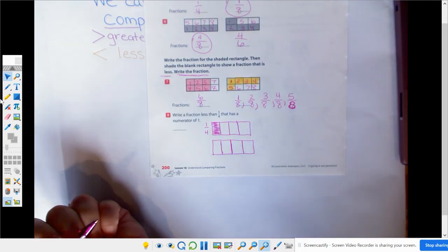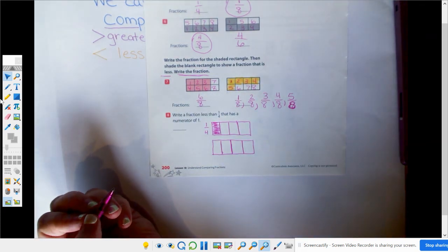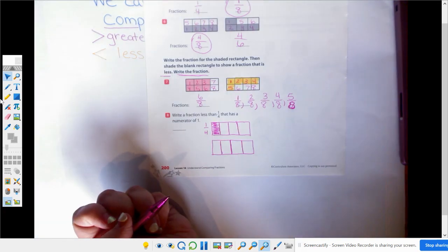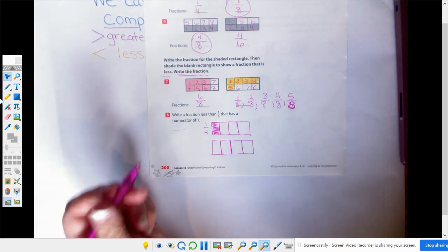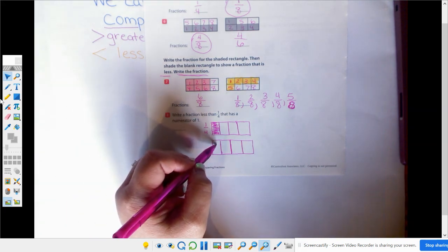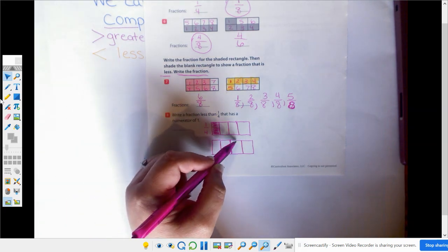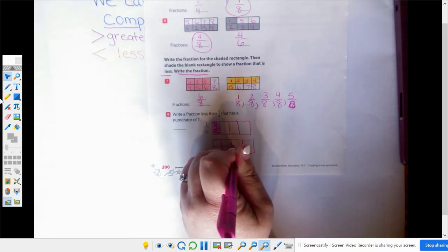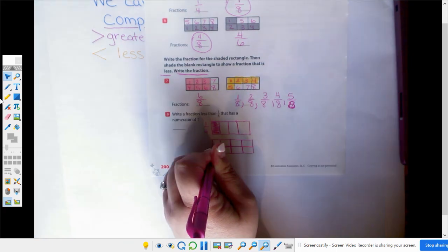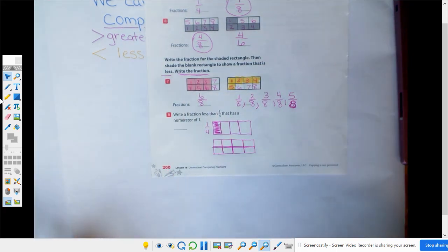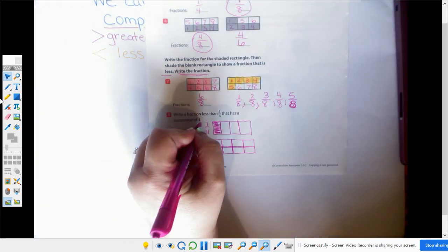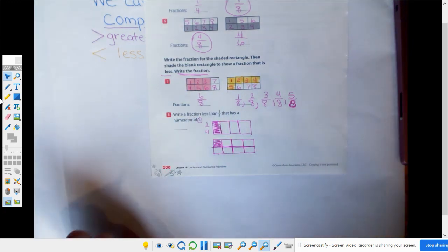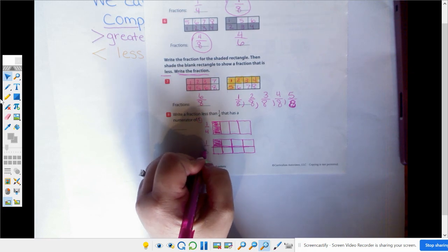Right now I have the same thing. I have fourths, but I want something that's less than 1/4. So I need to make my boxes smaller than 1/4. And I could do that one of 2 ways. I could go through and cut each of these parts equally, or I could just come across horizontally like that. And it said it has to have a numerator of 1, so that means I can only have one part shaded. So my new fraction that I just drew is 1/8.